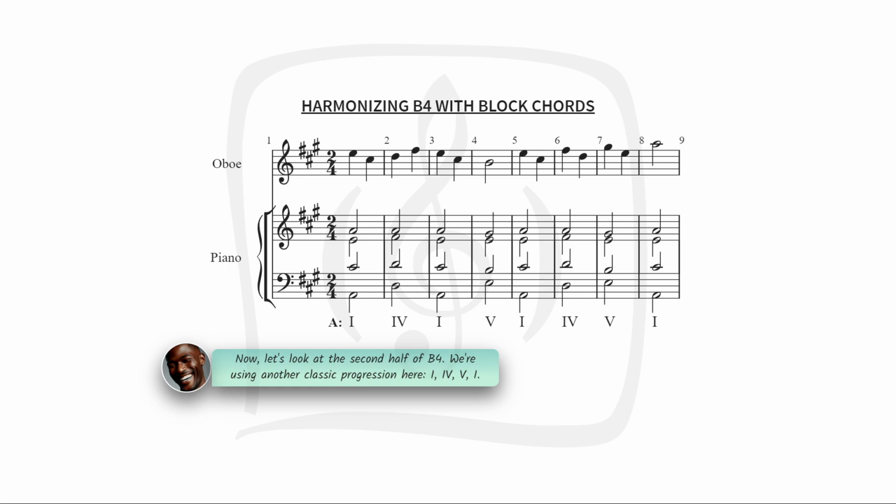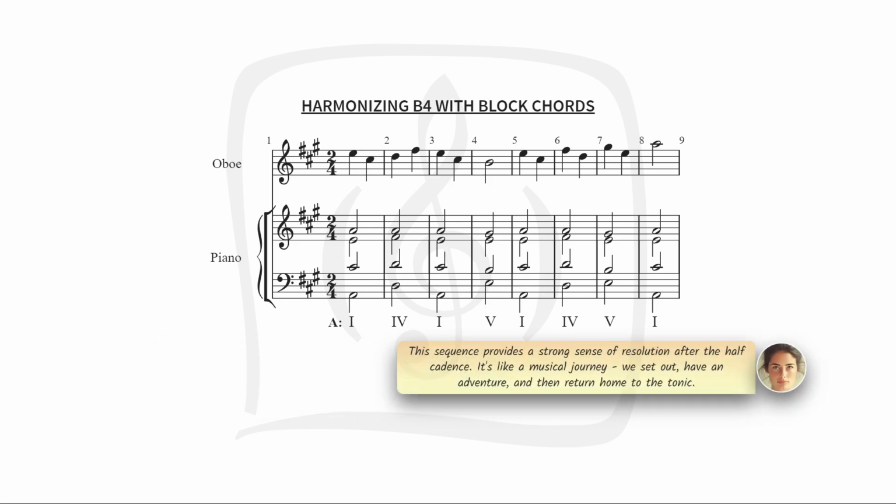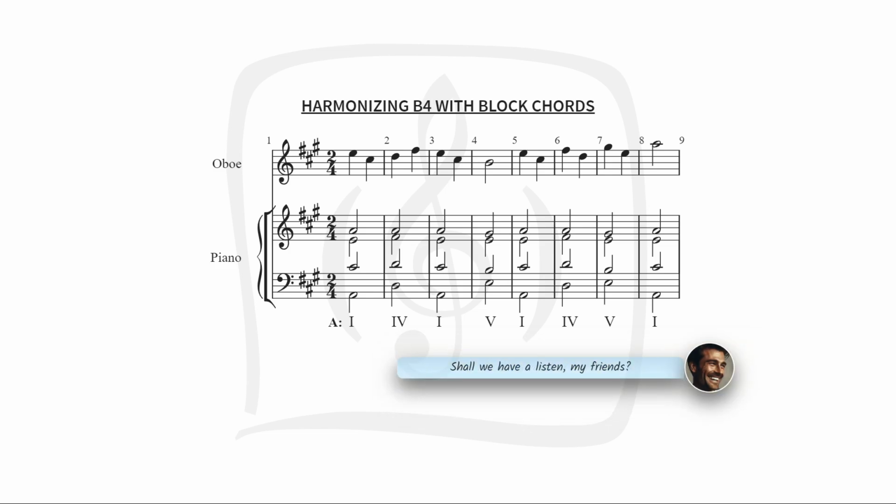Now, let's look at the second half of "Before." We're using another classic progression here, 1, 4, 5, 1. This sequence provides a strong sense of resolution after the half cadence. It's like a musical journey. We set out, have an adventure, and then return home to the tonic. Shall we have a listen, my friends?